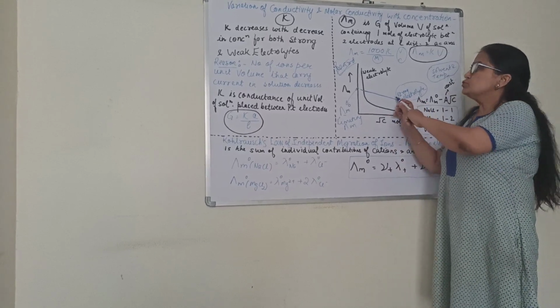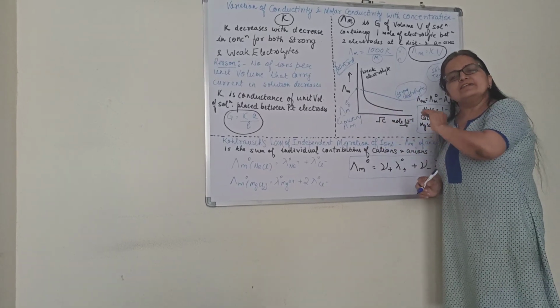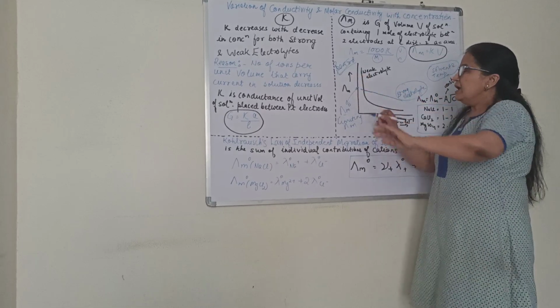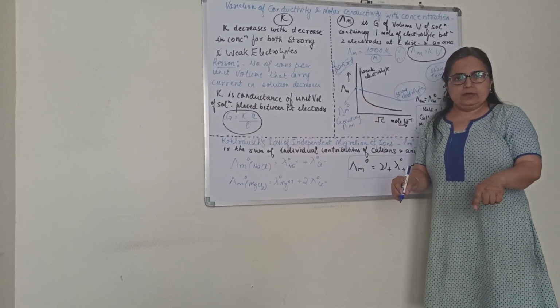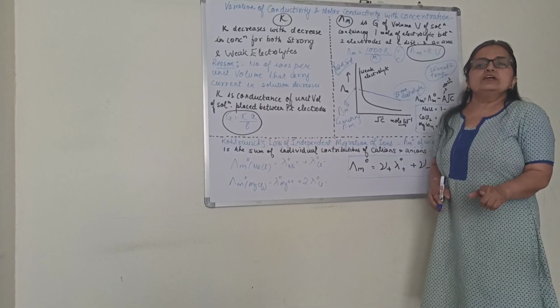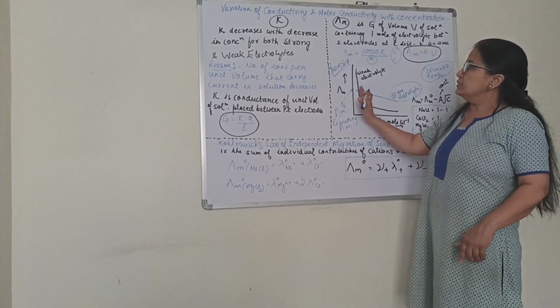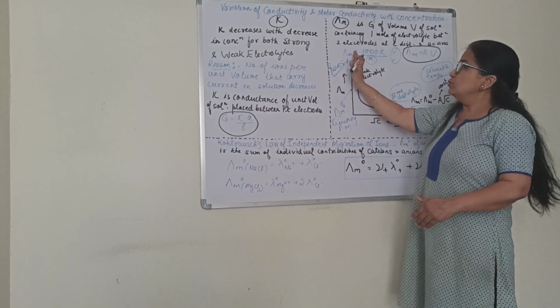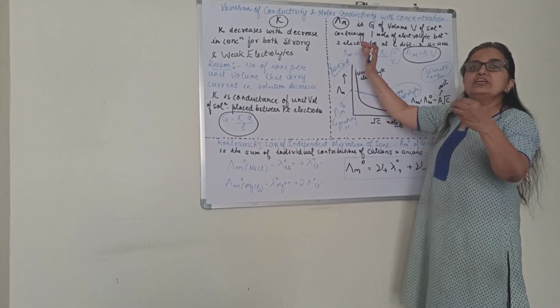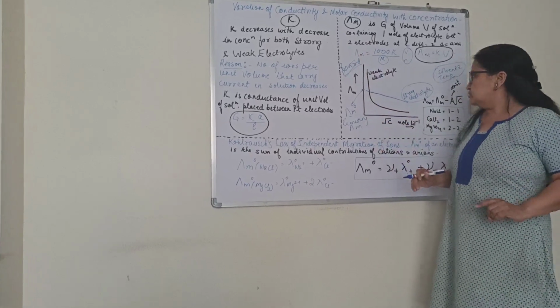Okay, for strong electrolytes, the curve can be extrapolated and that lambda m naught value can be calculated, which cannot be done for the weak electrolyte. Reason being, it's going up straight, parallel to this line. So lambda m naught cannot be calculated for weak electrolyte.